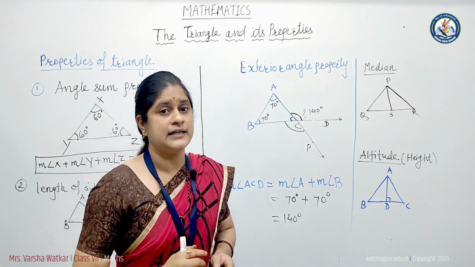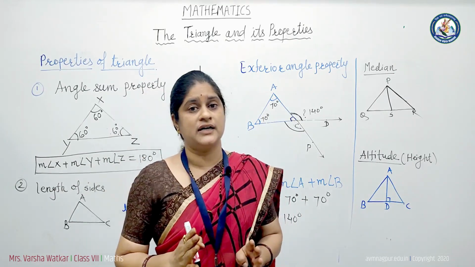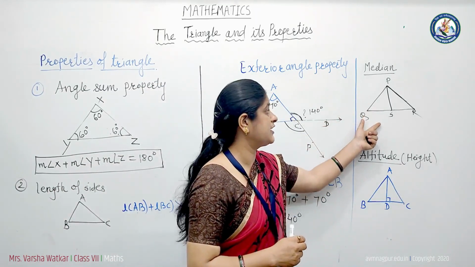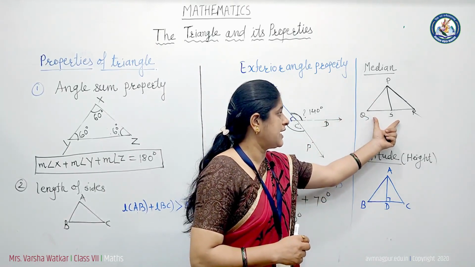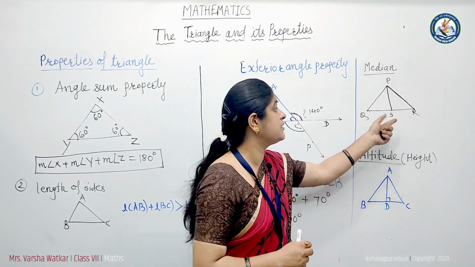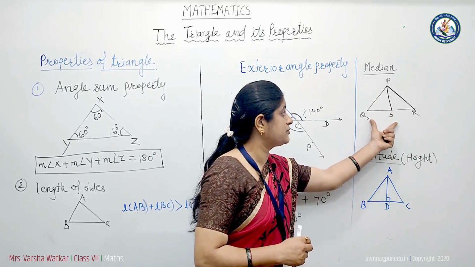Now another topic: what is meant by the median of a triangle and the altitude of a triangle. One by one we will understand. First, median. We consider triangle PQR. In triangle PQR, this is side QR and this point S is the midpoint of side QR.